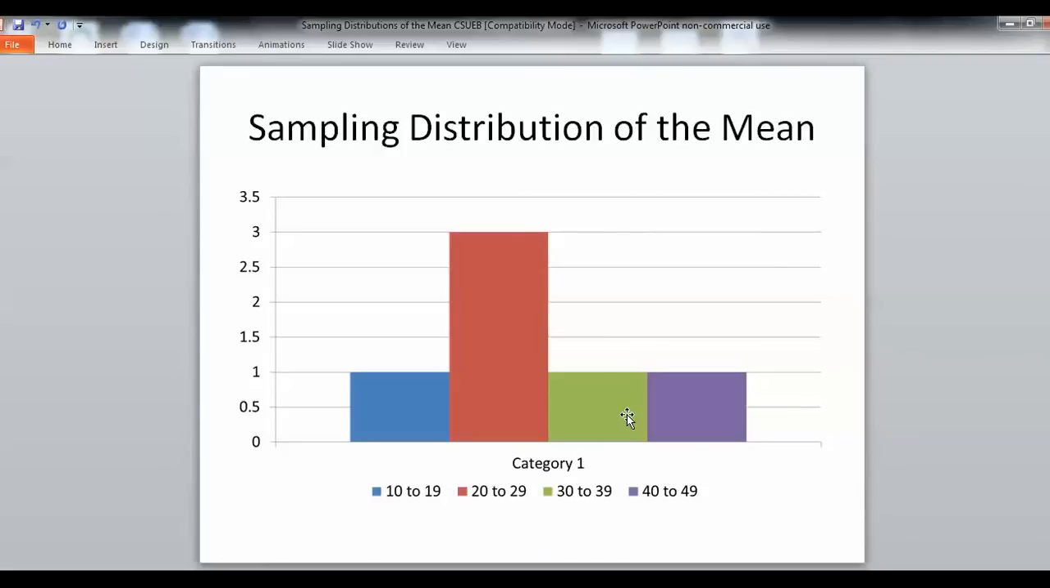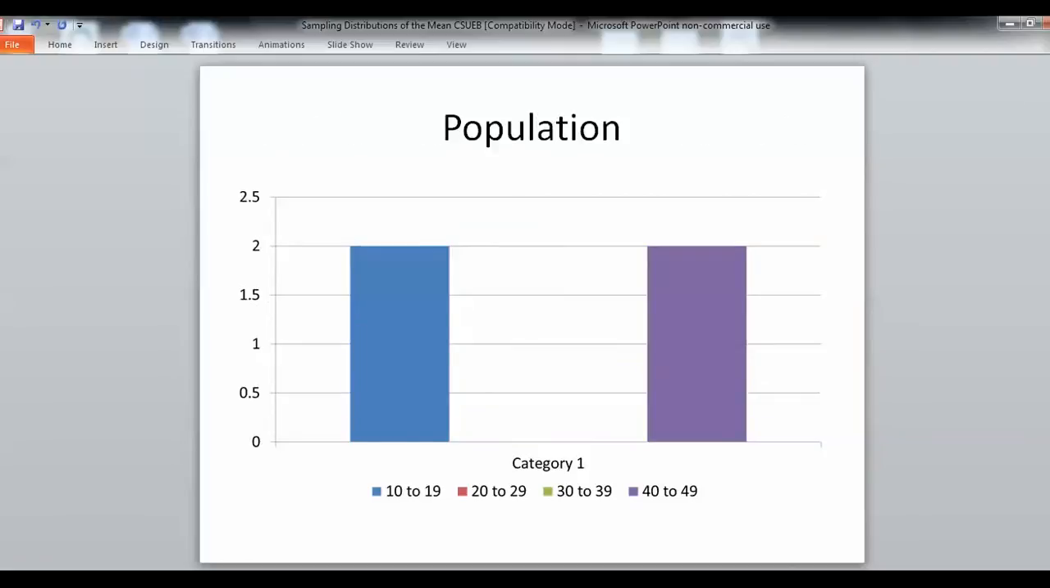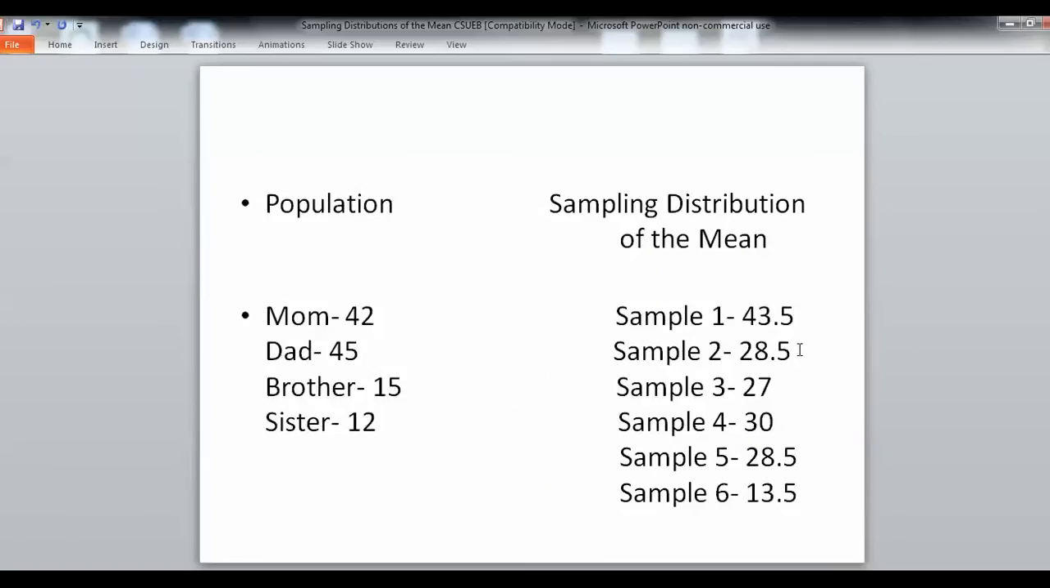This right here would be a histogram of the 6 possible sample means, because we had 1 sample that had a mean between 10 and 19. We had 3 possible samples that had means between 20 and 29. We can see that back here. Sample 2 was 28.5. Sample 5 was 28.5. And sample 3 was 27. So 3 samples had a mean in the 20s.